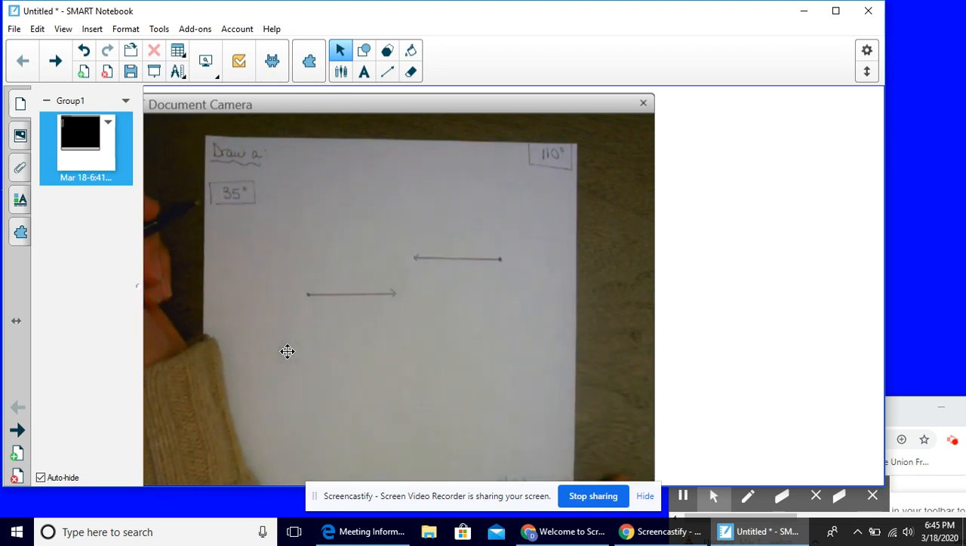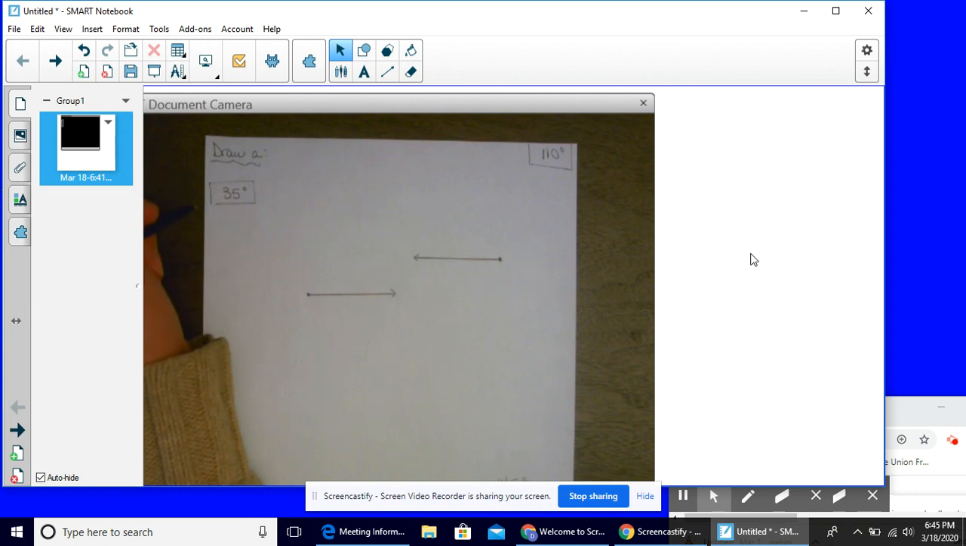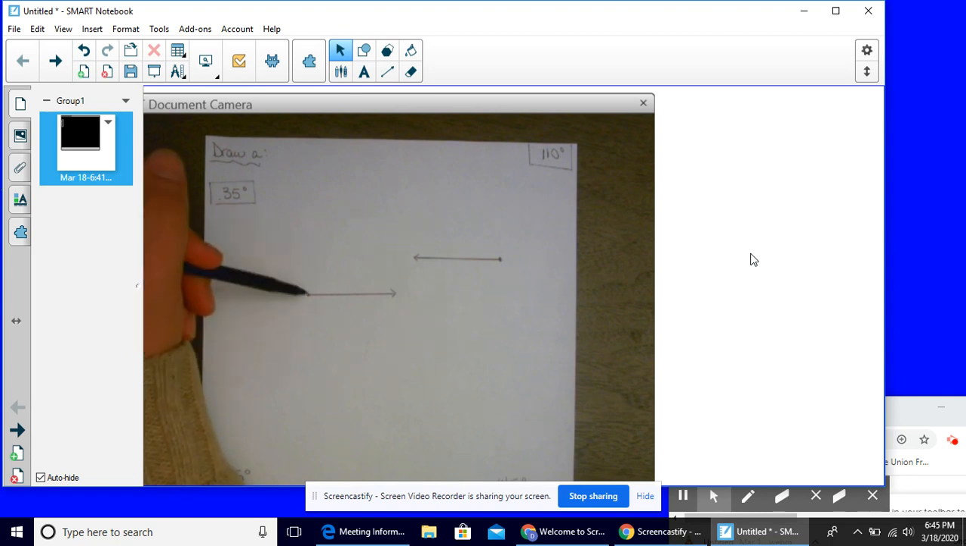All right, so today we're going to work on constructing or drawing angles. So you might be posed with two different types of problems. The first one might say draw a 35-degree angle, and they give you the bottom ray.